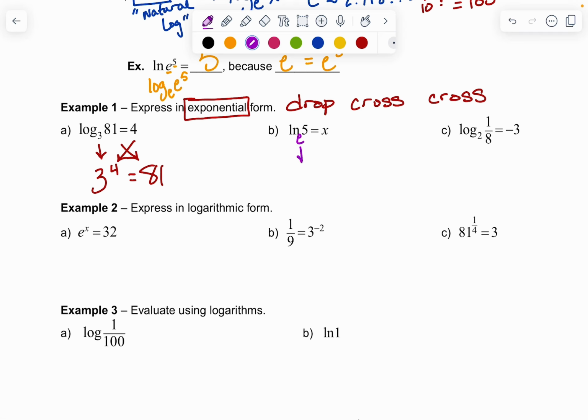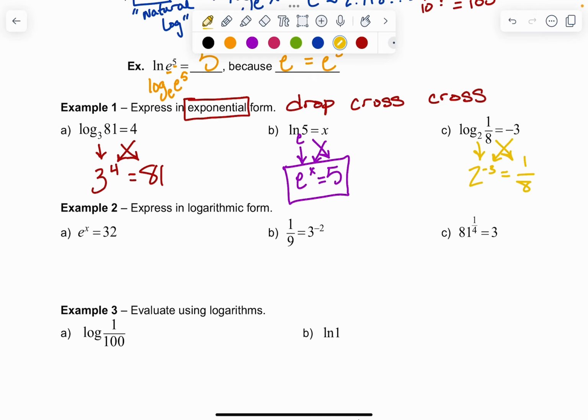So you would drop your e, cross your x, and cross your 5. e to the x power equals 5. Now on this one, the final one, drop our 2, cross our -3, cross our 1/8. And again, if you know your exponent rules, you know that this is right, because if you had 2 to the -3rd, you could invert it, and then 2 to the 3rd is 8.